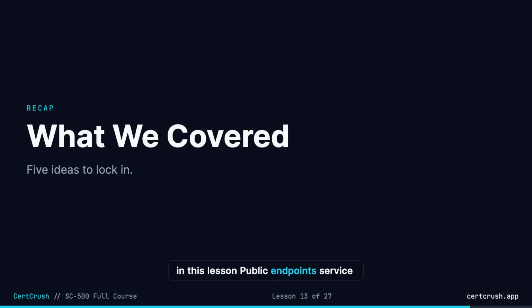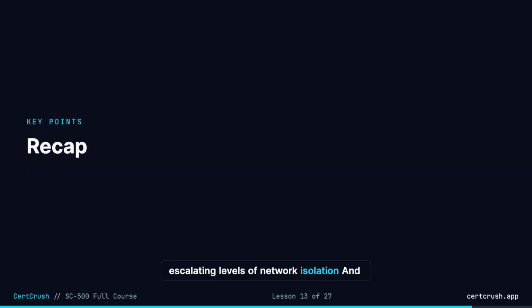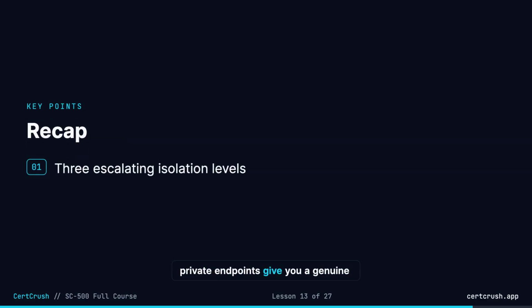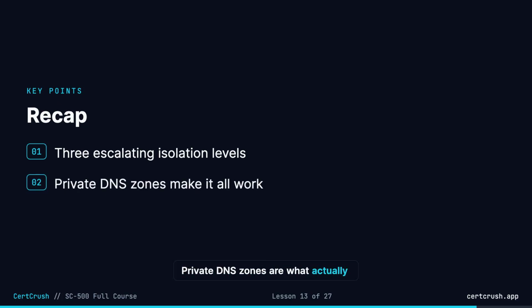Public endpoints, service endpoints, and private endpoints are three escalating levels of network isolation, and private endpoints give you a genuine private address inside your own virtual network, entirely off the public internet. Private DNS zones are what actually make private endpoints work, and without the correct zone linked to your virtual network, traffic silently falls back to the public path, which is why you always test name resolution first.